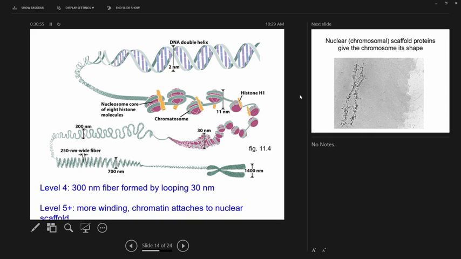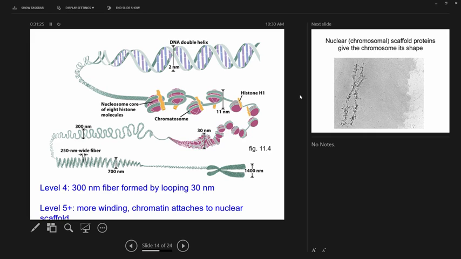But it's, yes? So the 2 nanometer fiber goes to the 10 nanometer fiber. Histone H1 should not be there. Yeah, so somewhere down here, you're not doing it exactly like this. You're going to add the histones, right? It never looks like this. This is just a representation of it.